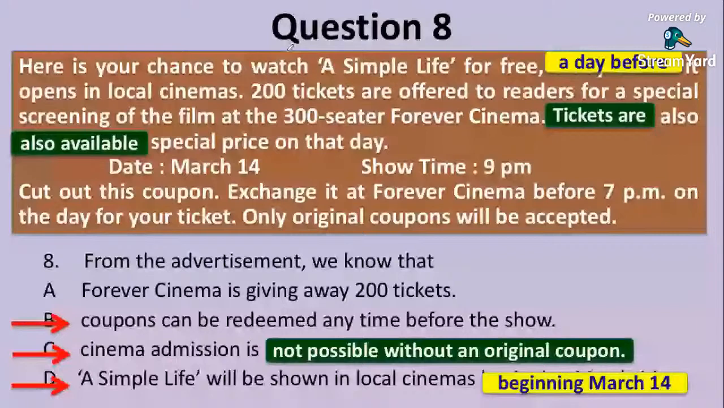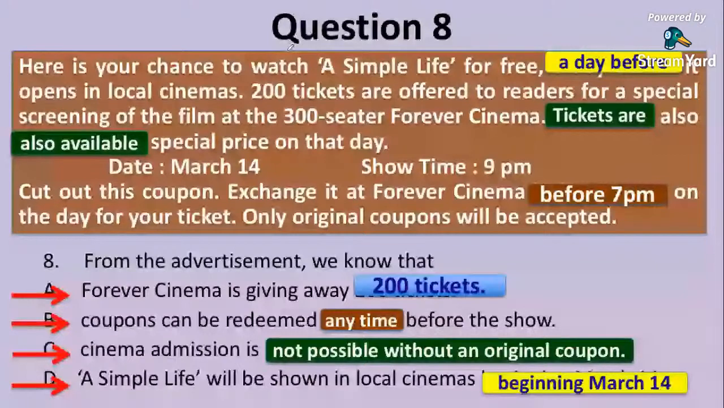I don't think a lot. I think only one of you, two of you actually answered A. So good job. A is actually correct. The cinema is giving away 200 tickets for free, and it's stated there 200 tickets are offered to readers. Number 8 is actually A. Okay, so you can take a screenshot of this picture just in case you want to refer back.